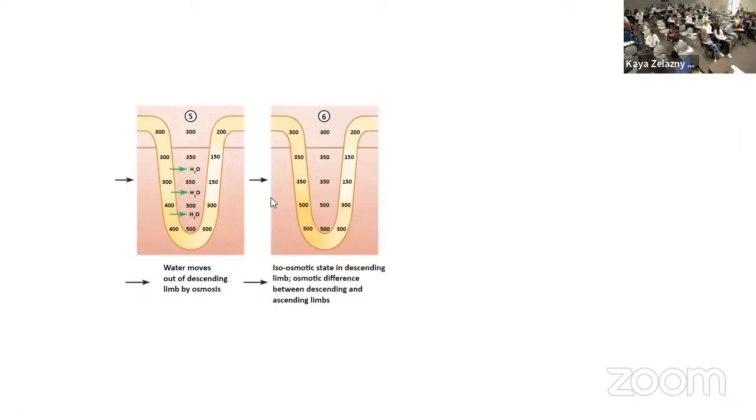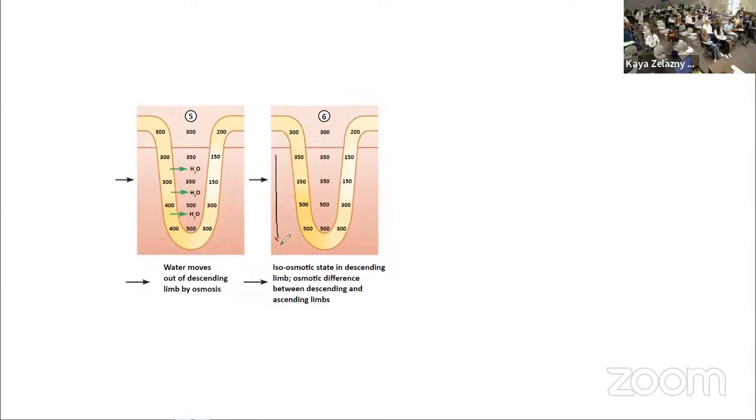Cool. So we continue going forward. We're letting this all come to equilibrium in this next image, okay? So now we've started to have a gradient in the medulla, right? So now we start to see that we have lower numbers up at the top of the medulla than down at the bottom of the medulla.